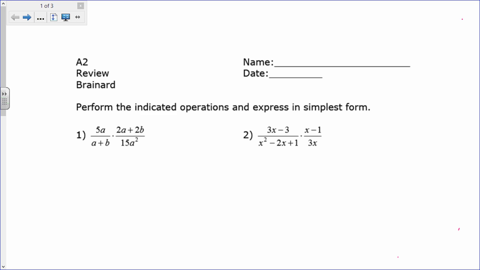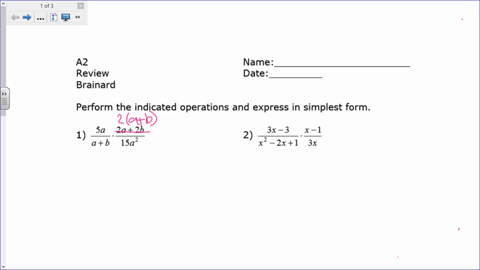Perform the indicated operations and express in simplest form. Well, the first problem is 5a over a plus b times 2a plus 2b over 15a squared. The first thing I need to do is factor anything that can be factored. And here I have a GCF of 2, so I'm going to factor out an a plus b.